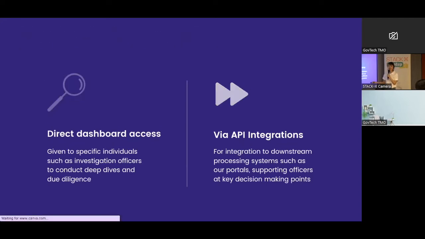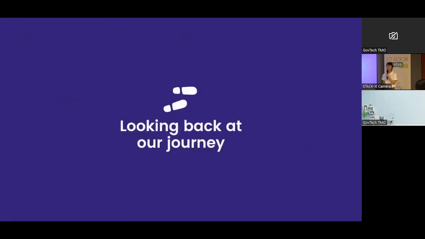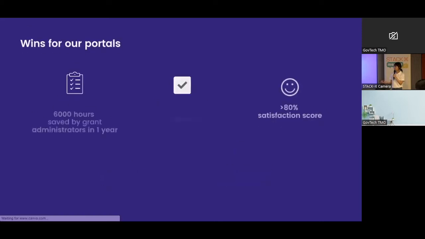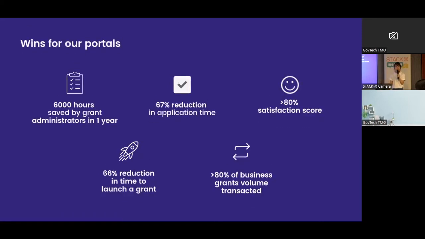And looking back on our journey, our portals have also managed to garner their own fair share of other wins along the way, such as being able to save over 6,000 hours for grant officers over the span of a year. We've also managed to reduce application time by 67% while maintaining an 80% satisfaction score. Okay, and along the way, we've also managed to reduce the time that it takes to launch grants on our portals.